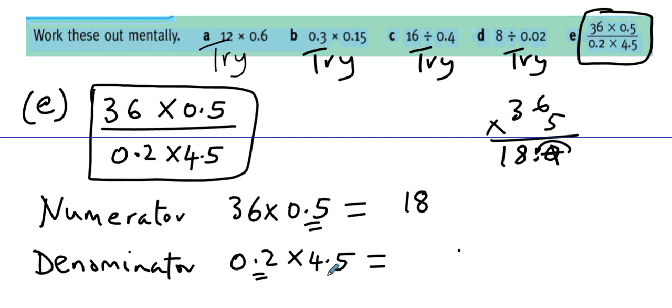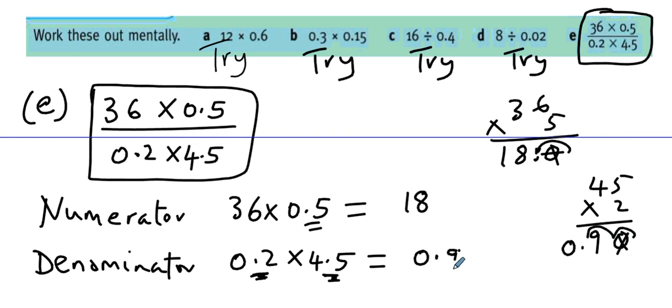Ignore the decimal point, so this will be 2 times 45. So 45 times 2. The answer is 0, okay, 1, this is 90. How many decimal places are here? We have one decimal place here, we have one decimal place here, total 2 decimal places. So count 2 numbers, 1, 2. So the answer is 0.9. You see how work is easy?